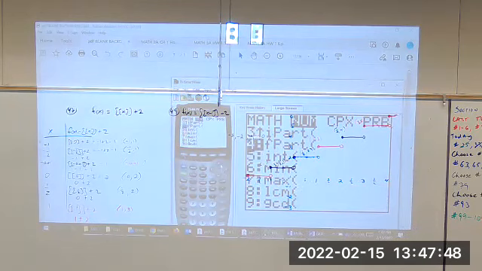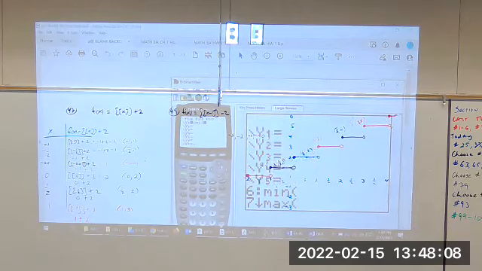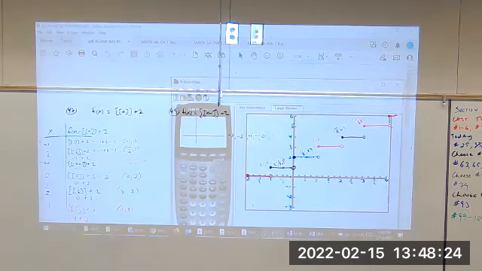I believe it is number 5, integer. Number 5. Integer of x, close parentheses, and then plus 2. I hit enter, and then I hit graph, and there's my steps.